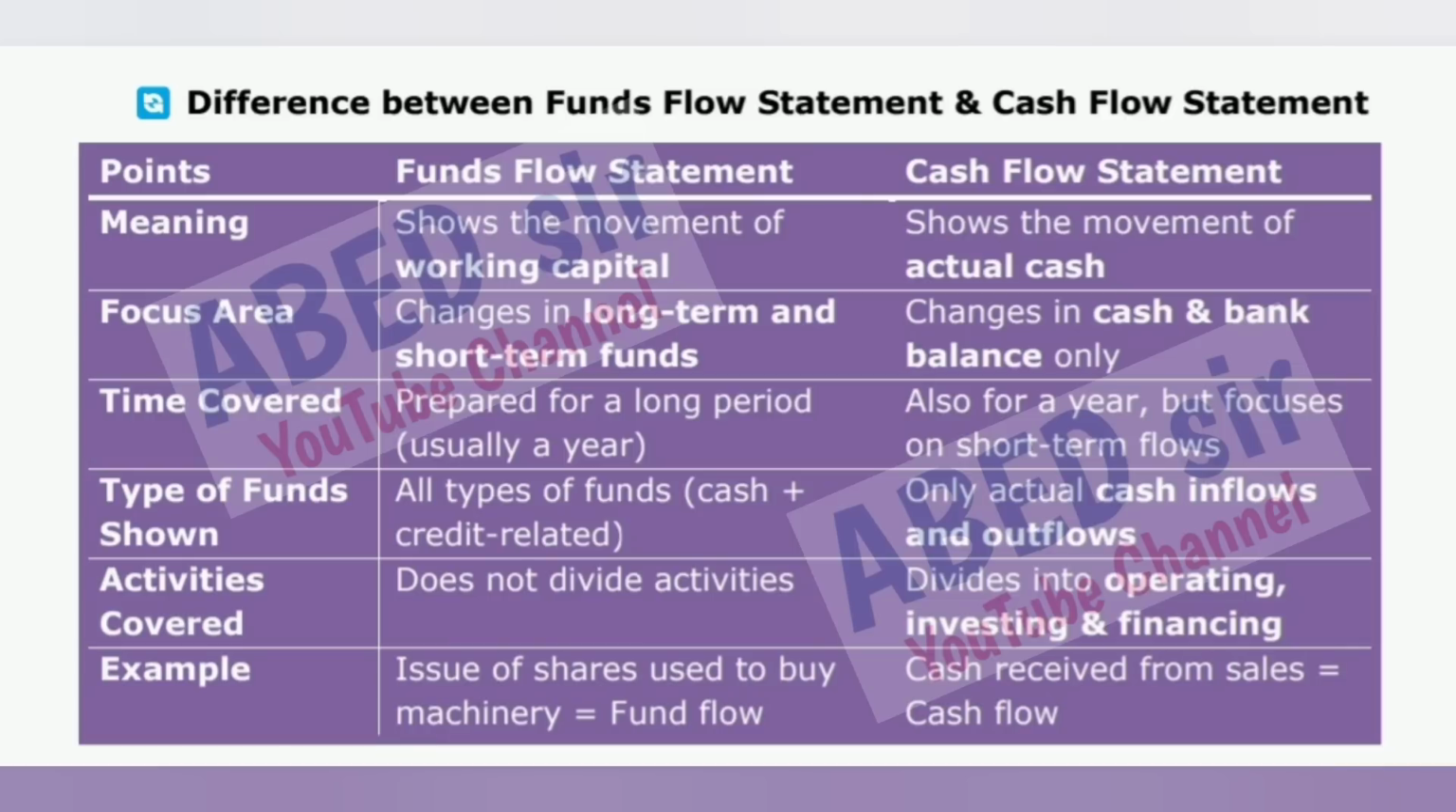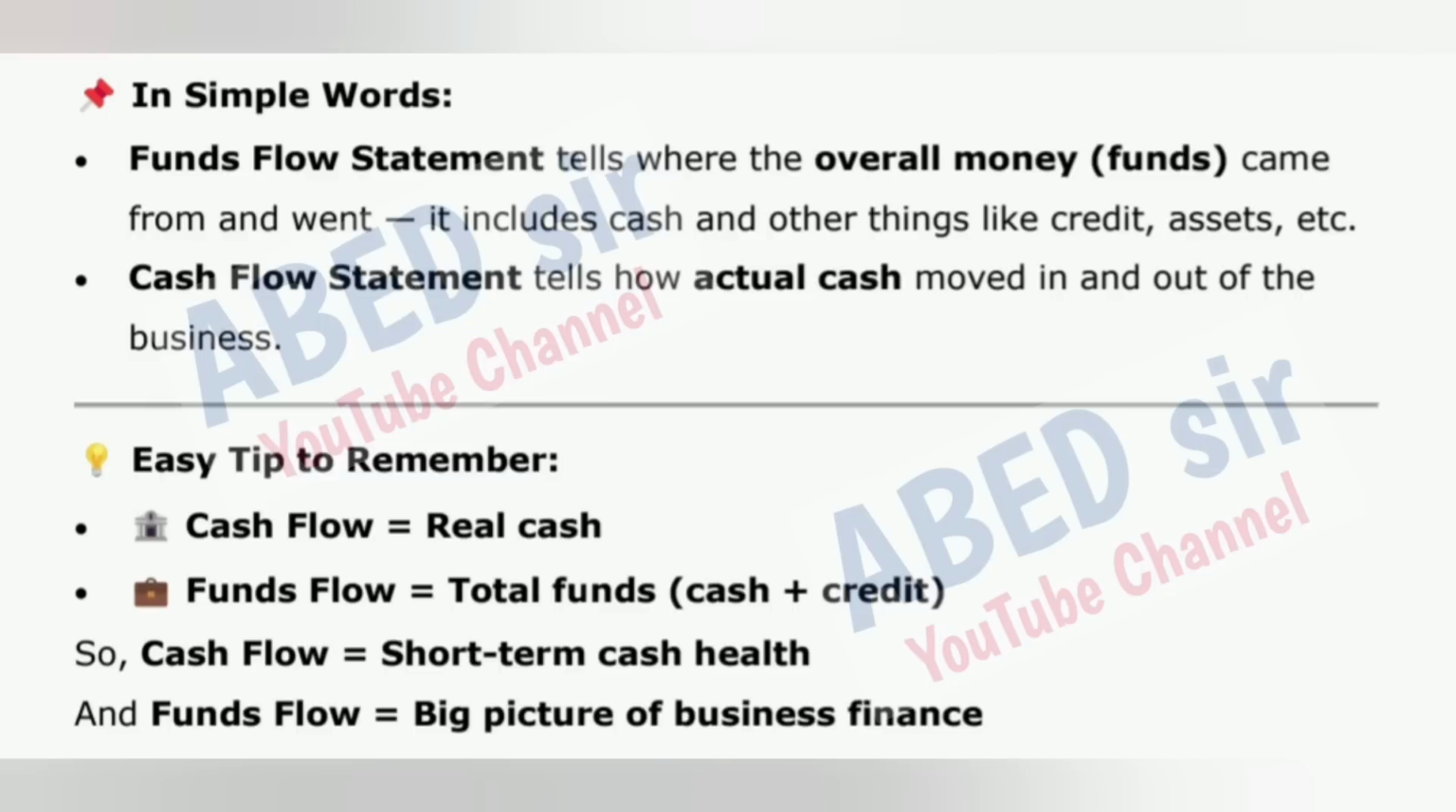Example: issue of shares used to buy machinery is a fund flow; cash received from sales is a cash flow. In simple words, the funds flow statement tells where the overall money, funds, came from and went. It includes cash and other things like credit, assets, etc. The cash flow statement tells how actual cash moved in and out of the business.